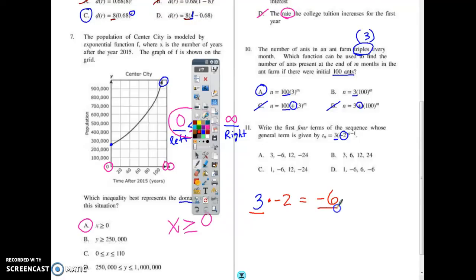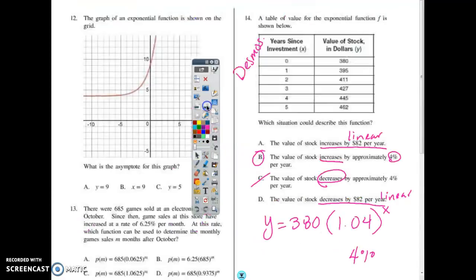So here's my first term, here's my second term. Then you multiply by -2. What does that give you? +12. That's my third term. Then you multiply 12 by -2. What does it give you? -24. That's my fourth term, and so forth and so on, and it just continues, right? So the answer is A. That's how I need you to do it on the quiz tomorrow. Okay, let's go to the next one.